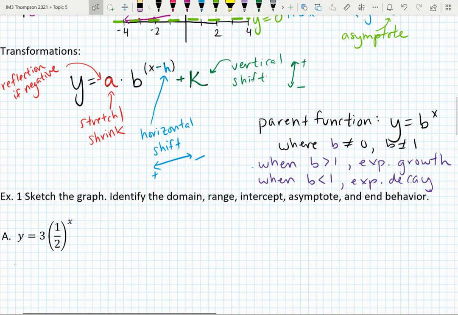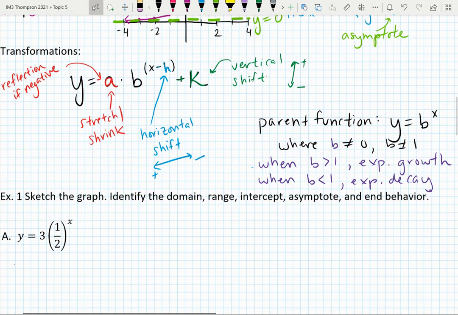Okay, so going over this, you've seen this so many times this year, but always for a different family of functions. The parent function is what's written in black. So y is equal to b to the x is going to be the parent function, where b can't be 0 or 1. The things that cause transformations: if I multiply by a, I get a stretch or a shrink. If a is negative, it's a reflection. It's a stretch when a is a number greater than 1. It's a shrink when it is between 0 and 1, like a fraction or a decimal.